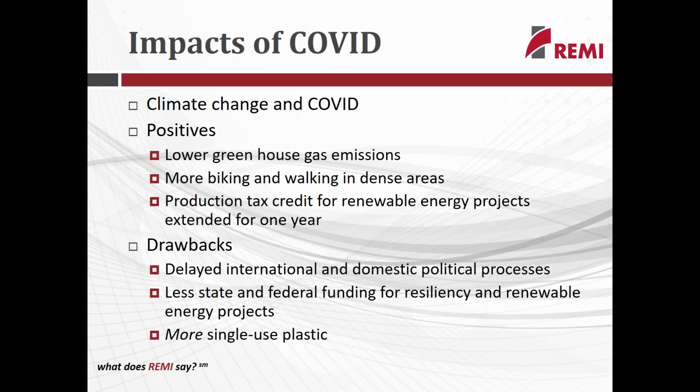So for example, because of the COVID disruption, we now have delayed international and domestic political processes to work on the environmental and energy issues. And because COVID brings in some economic recession, state and also federal governments are facing shortages of funding. They have very tight budgets, and therefore it's less likely for them to spend money on resilience and renewable energy projects, because obviously these are not their first priority at this moment.